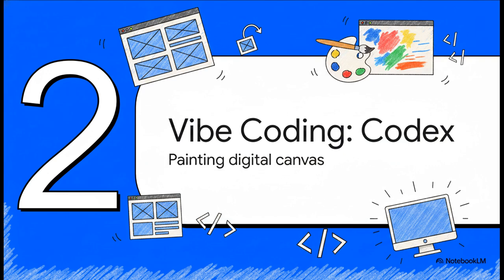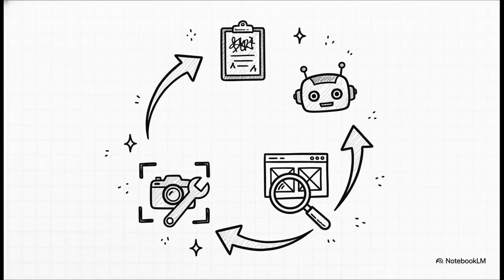Moving right along to section 2, vibe coding Codex. This is where we start painting on that digital canvas. The core workflow of vibe coding is actually this really fun back and forth creative loop. You open up Codex, paste in that master prompt you just got from ChatGPT, and then you literally just watch the AI build the HTML and CSS structure right in front of you.